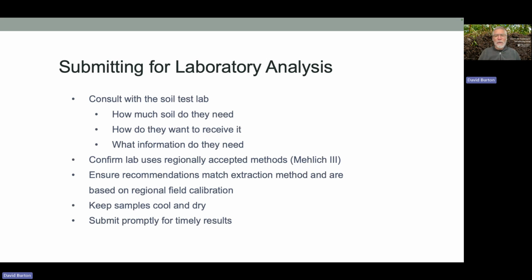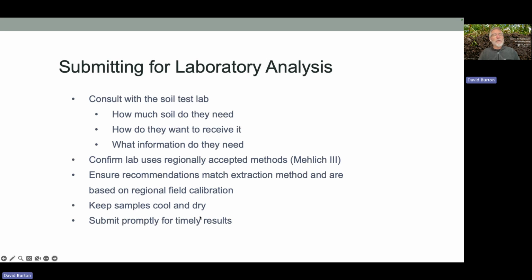If, in fact, all you want is the analysis, you don't necessarily have to provide that information. You also want to confirm whether or not the lab uses regionally accepted methods. I'm going to talk about that when I talk about phosphorus, the importance of the Mehlich-3 extraction. Most of the recommendation protocols we use in Atlantic Canada assume a Mehlich-3 extraction. So you want to specify from the lab that you want Mehlich-3 extraction for the samples that you're submitting. That also ensures that the extraction methods match the recommendations that you'll get for the region.